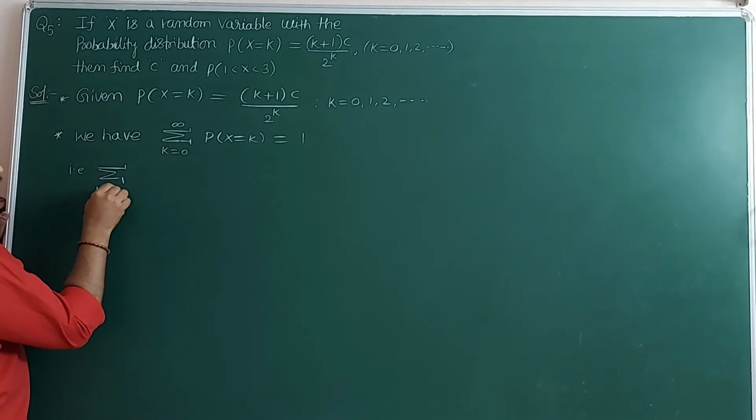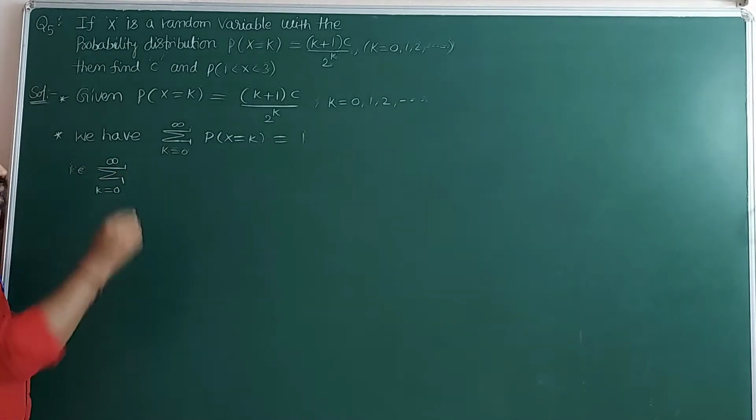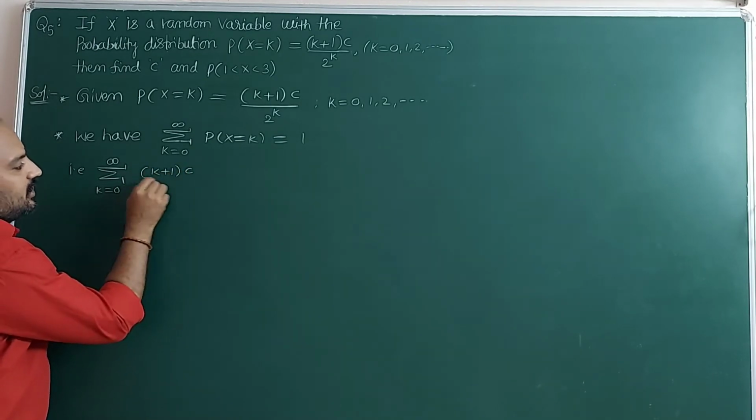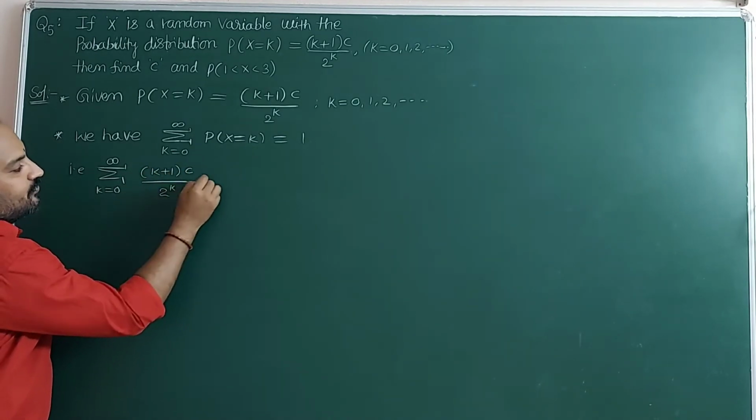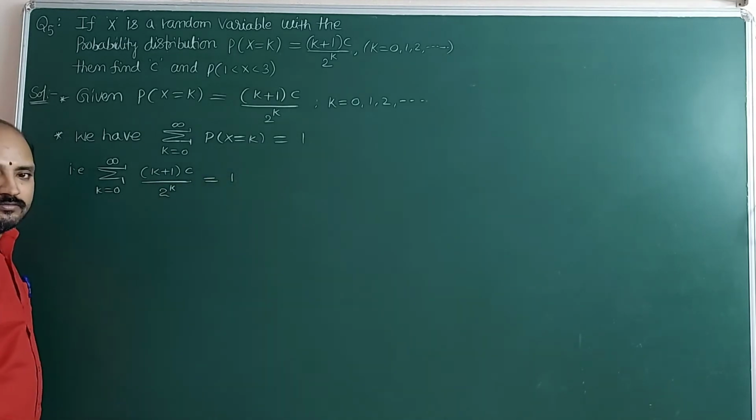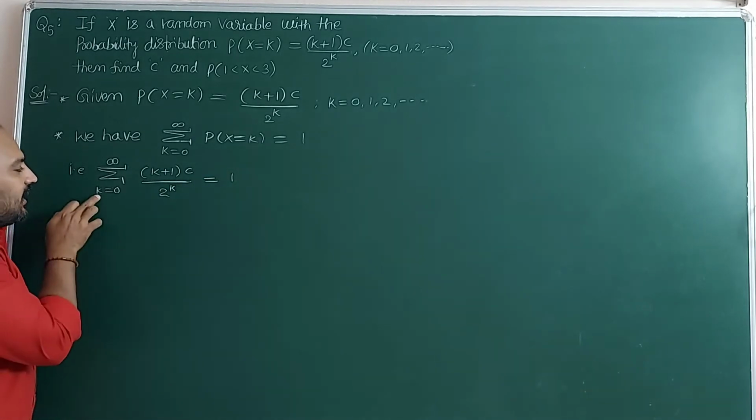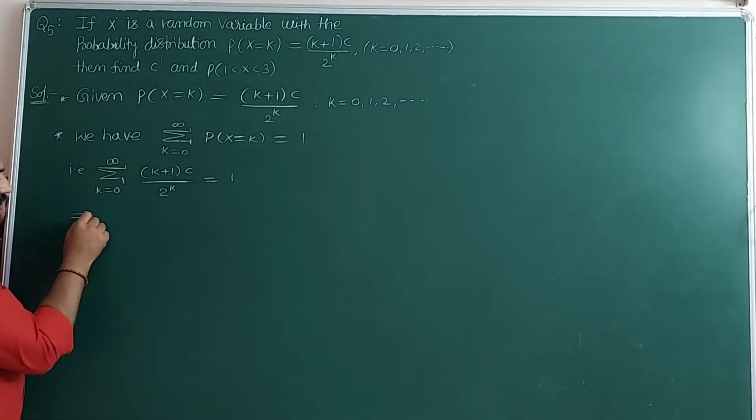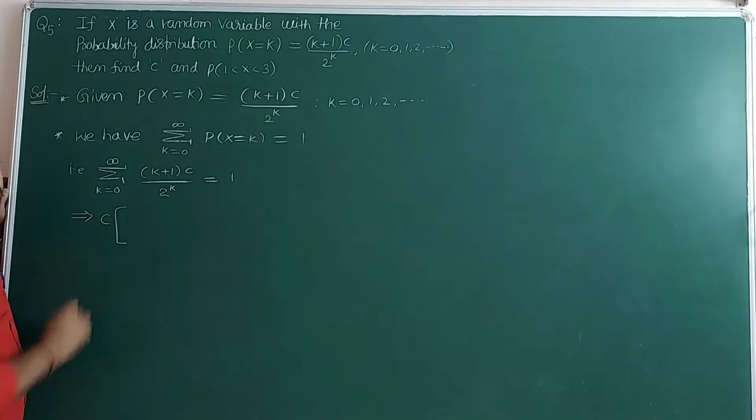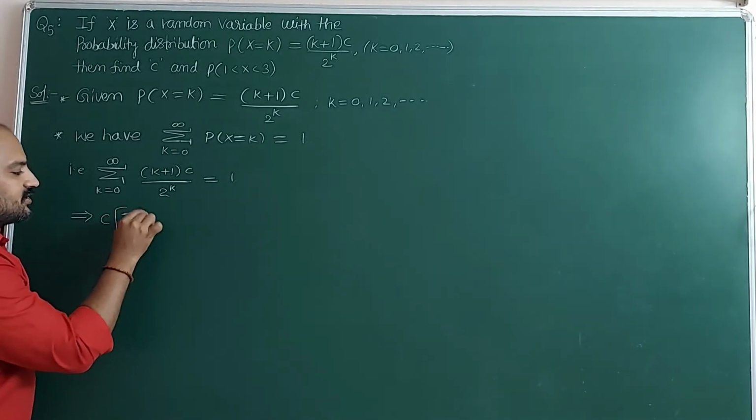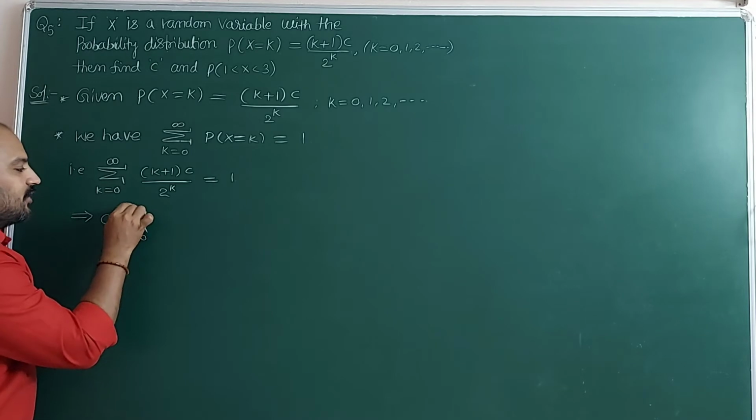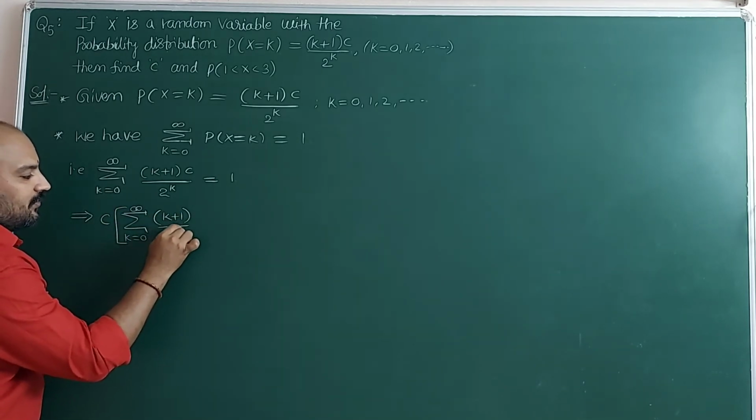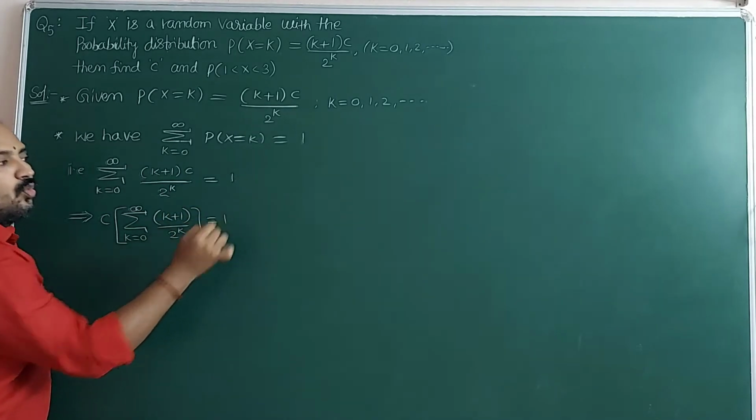Sigma k is equal to 0 to infinity, (k plus 1) into c divided by 2 power k is equal to 1. Here, for k from 0 to infinity, the constant c we can take outside. So c keep it outside, and the rest is sigma k is equal to 0 to infinity, (k plus 1) divided by 2 power k is equal to 1.